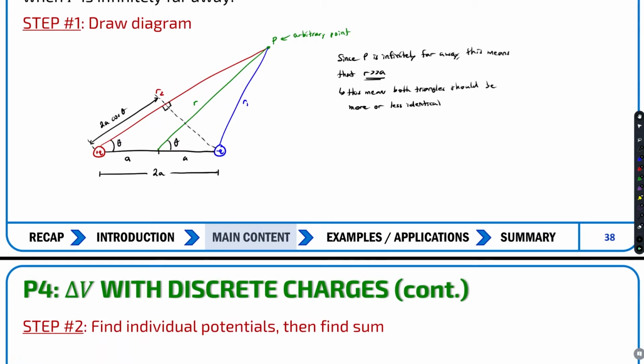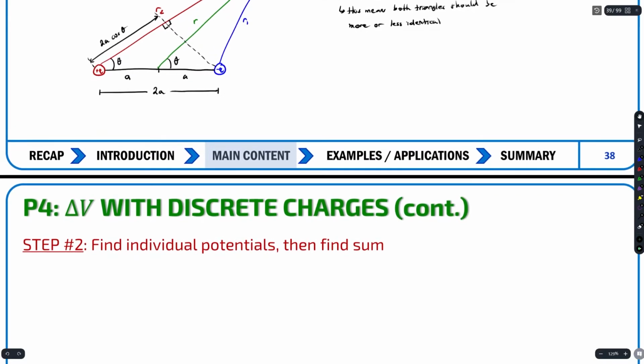Right now, what we're trying to do is find individual potentials and then find the sum of the potentials because of superposition. So how do we approach this? We have to look at plus q and minus q. For plus q, you have V plus is equal to kq over r2. And then for minus q, you have V minus equals minus kq over r1.